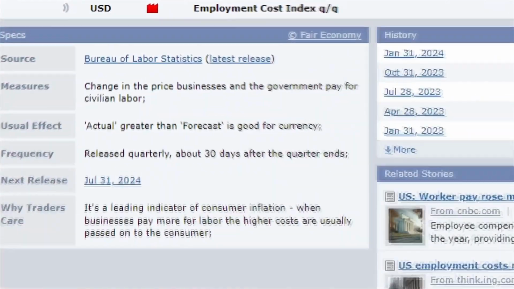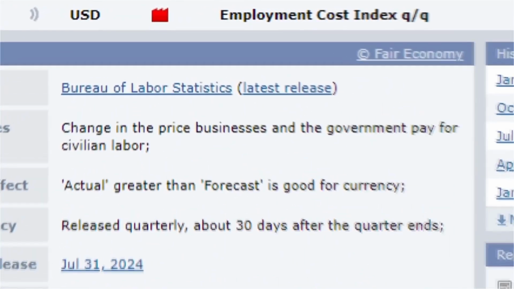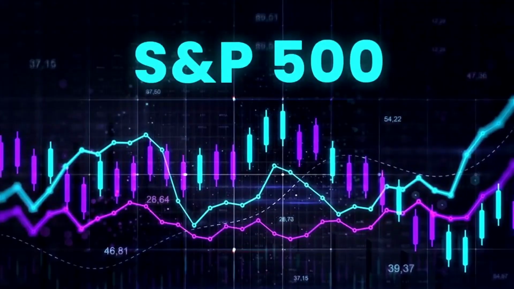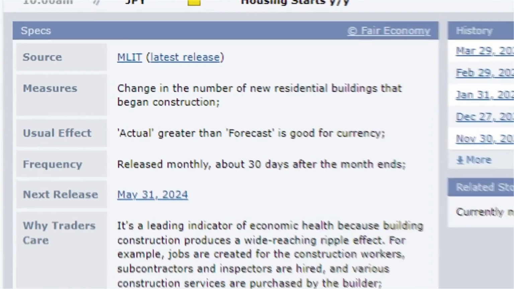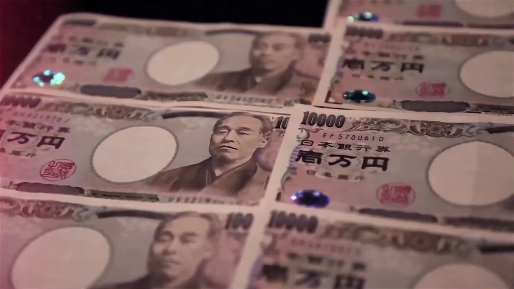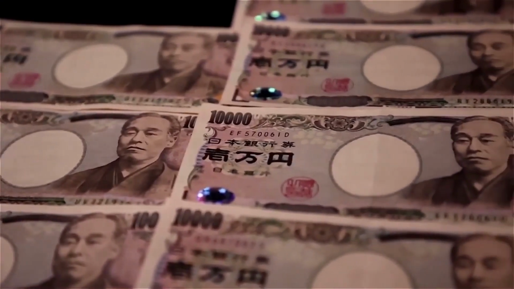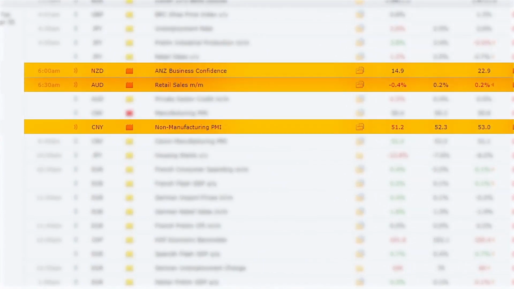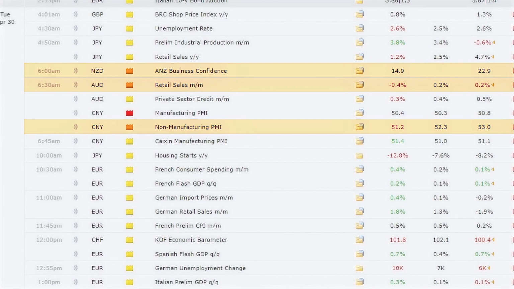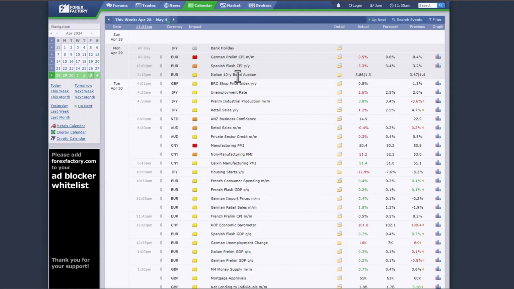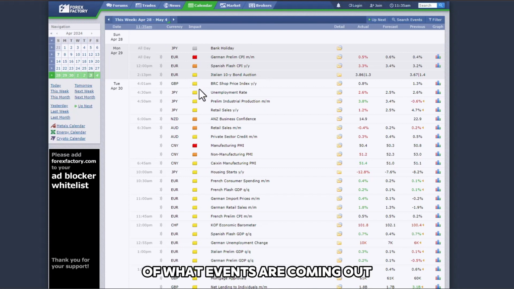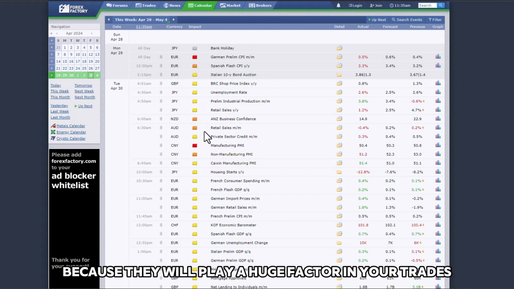So if the red folder is associated with the USD currency, it's going to affect things like the US indexes such as the S&P 500, NASDAQ, etc. If the currency is JPY for instance, then it'll have an effect on the Japanese yen futures contract, and so on and so forth. The orange folder represents a very important news event, but not as important as the red folder, and the yellow folders represent the least important impact out of the three colored folders on the futures market. So you always want to be aware of what events are coming out for the day, for the week, because they will play a huge factor in your trades.